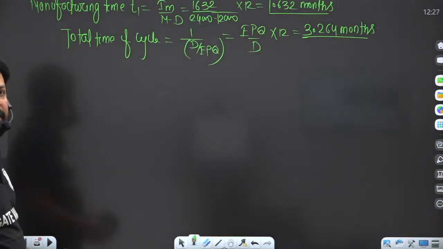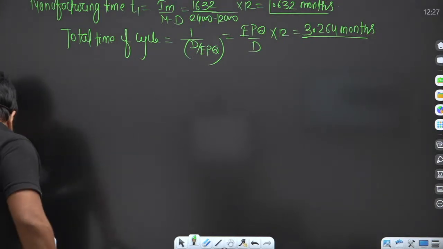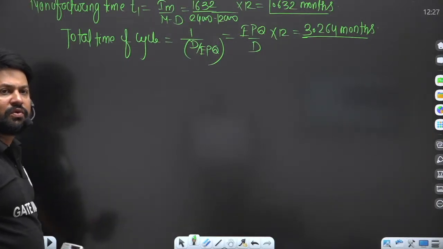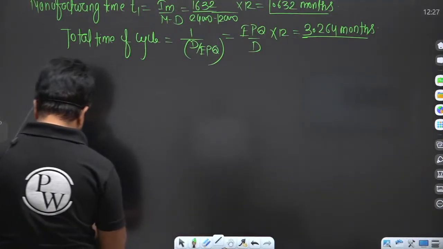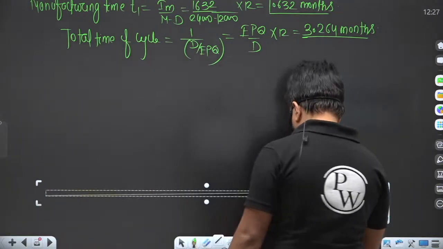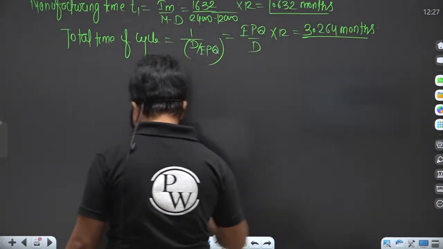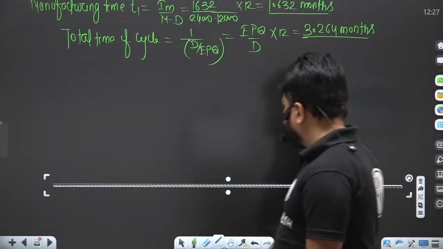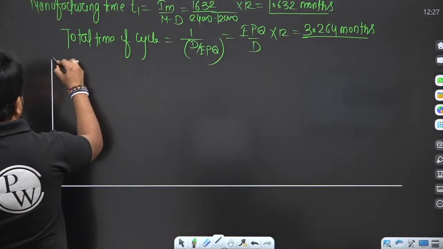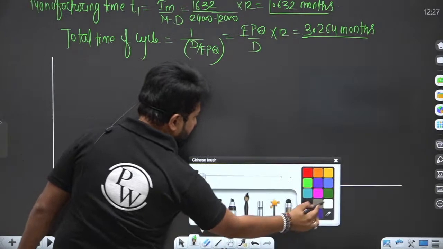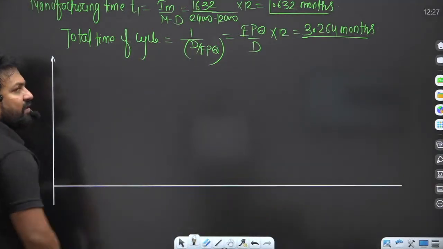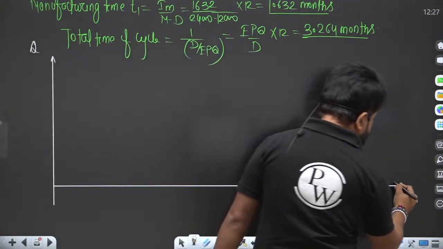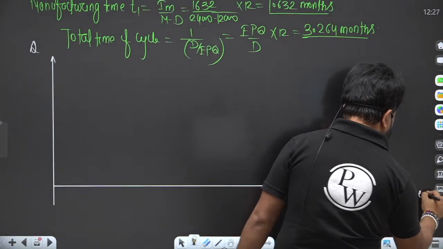Do you know how to draw the graph also? Because the graph is also important. Sometimes by only giving the graph, he will ask several things. So you should know about the graph also. So here is inventory, or you can say quantity, Q, and here it is the time.